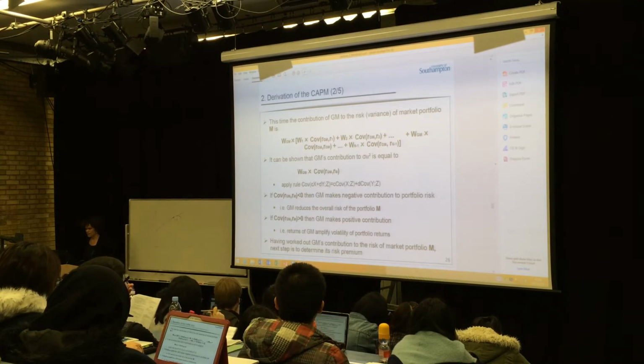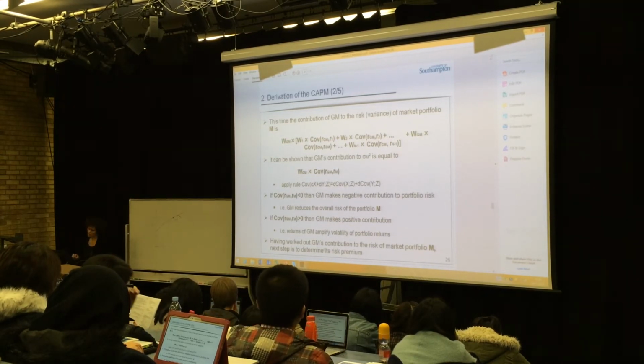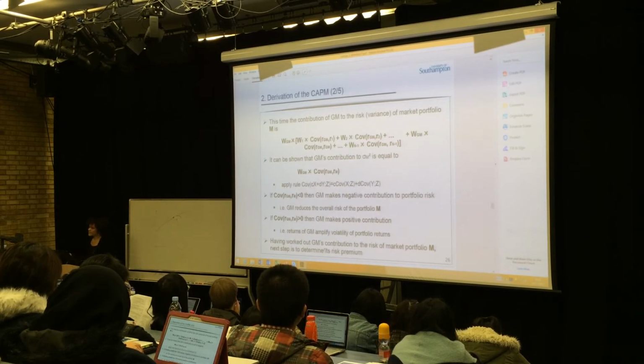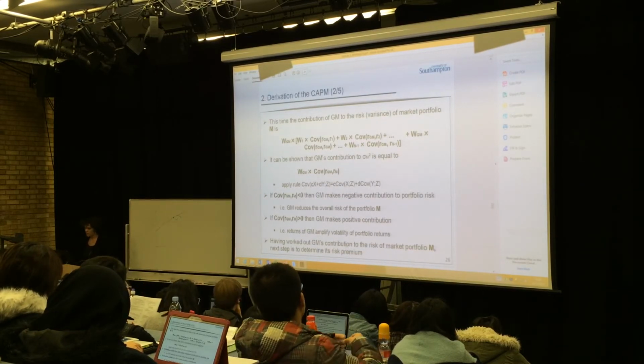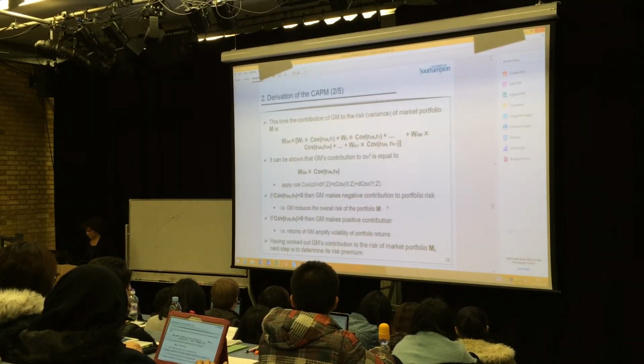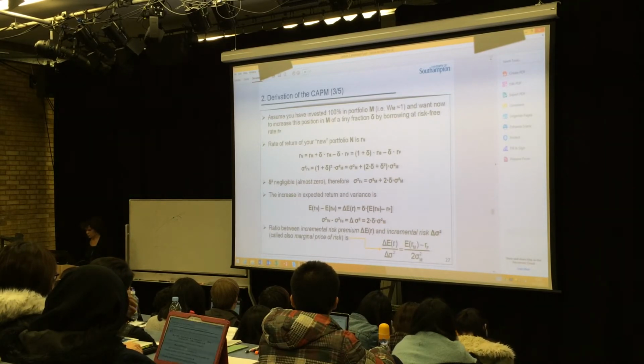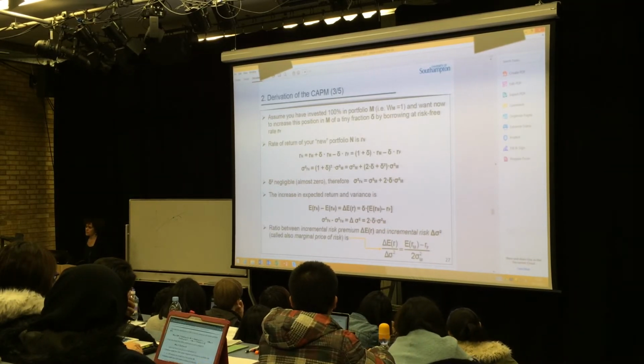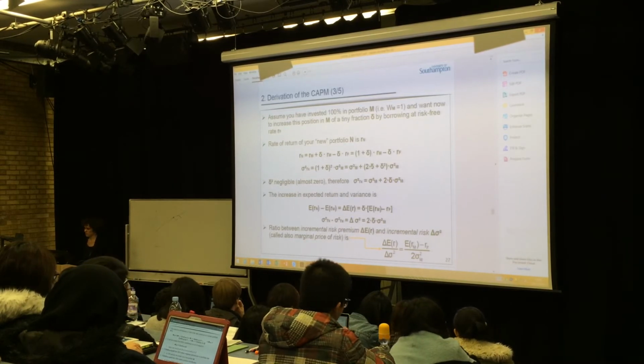Now, let's say I was able to work out the contribution of each stock, in this example stock GM, to the risk of the market portfolio M. The next step I need to identify is the risk premium. How can I arrive at the risk premium? As we said, it is going to be a function of this covariance with the market. To define the risk premium, I just work out simple steps, simple algebra.